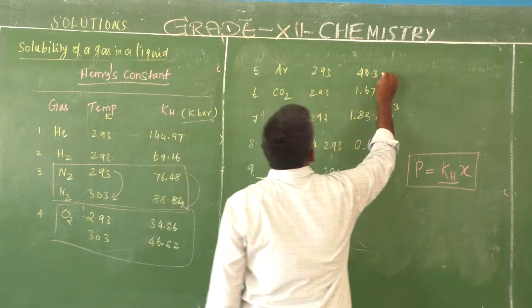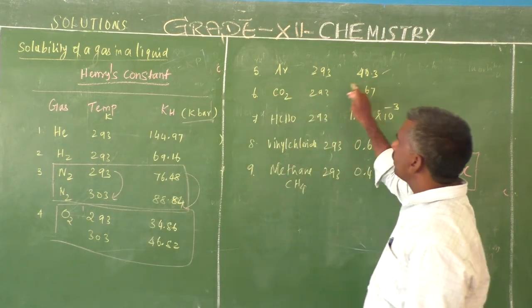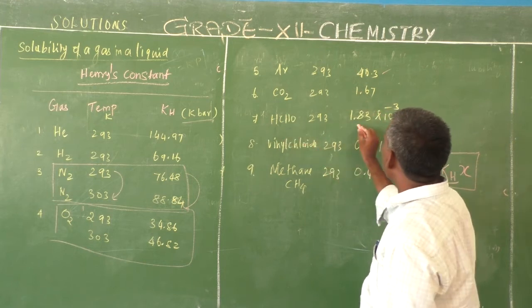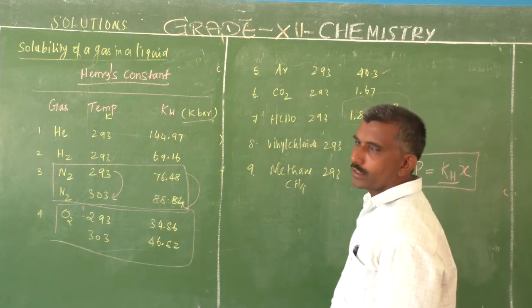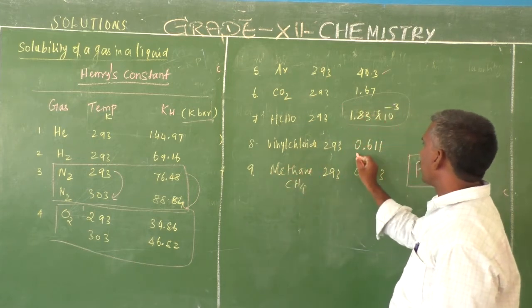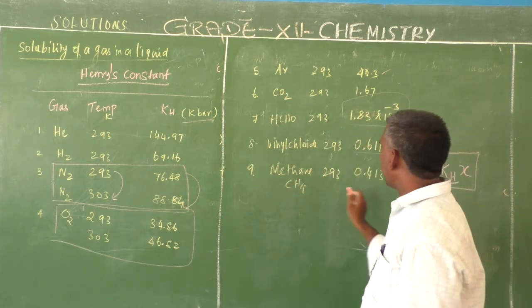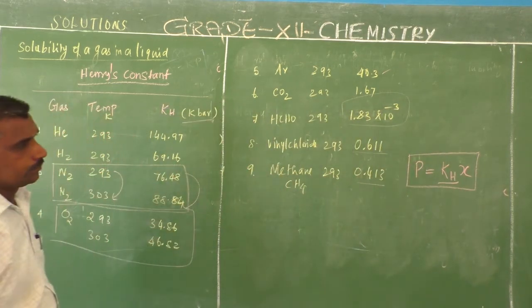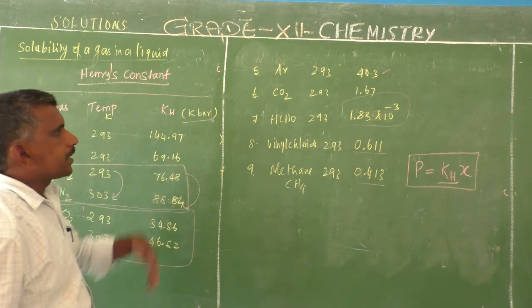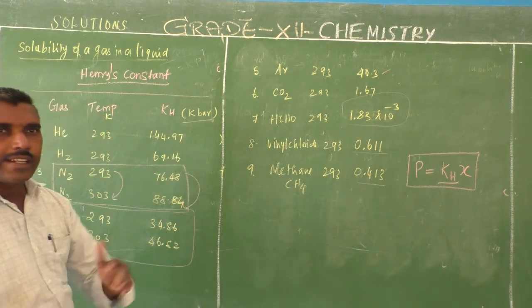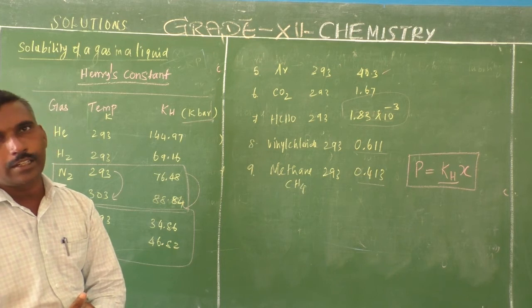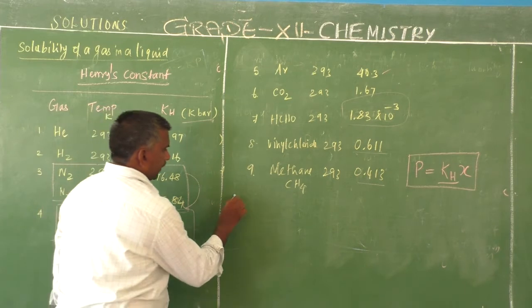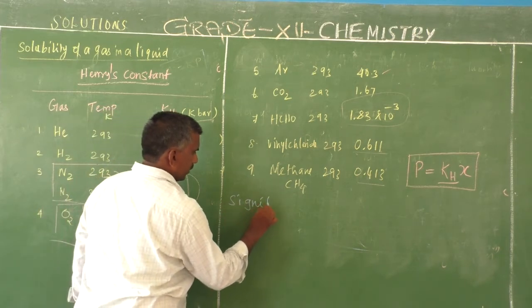Argon 40.3. Carbon dioxide 1.67. Formaldehyde is very less, 1.83 10 to the minus 8. Vinyl chloride 0.611. Methane 0.413. Now, okay, this is a Henry constant value. What is the relationship between Henry constant and solubility? That is the signification of Henry constant.